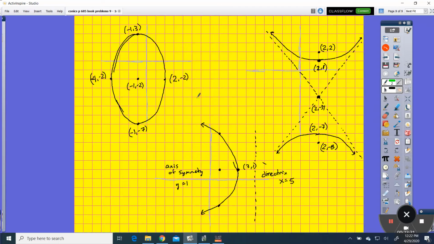So here's a bonus page. Not really, this is to help you on your quiz. You're supposed to come up with the equation for each of these. So this is an ellipse. This is a hyperbola. This is a parabola.